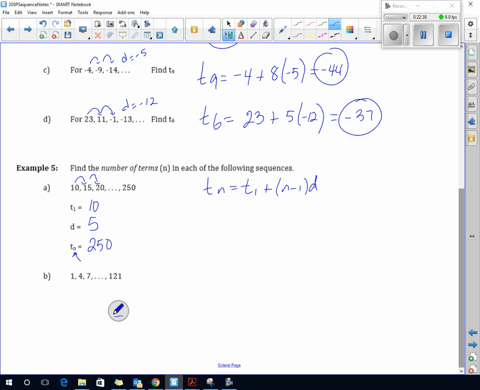Plus, I don't know what n is, so there's no way I can subtract 1, so I have to just leave it as n minus 1. But I do know my common difference is 5. Do you think you could solve this? This is a grade 9 algebra problem now, right?